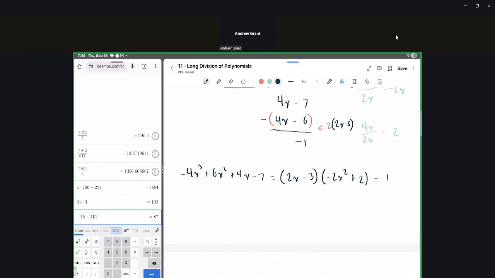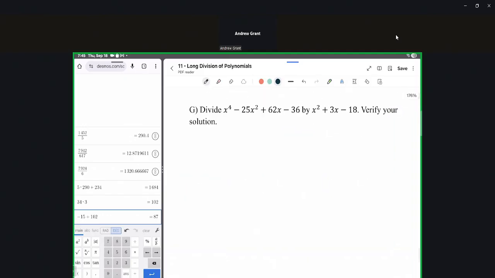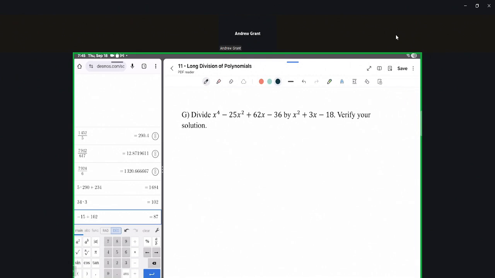Okay. So the question becomes, can we do anything else? Sure. Why stop with dividing by linear terms? Why don't we instead divide by a quadratic term? And so we're going to be taking x squared plus 3x minus 18, and we're going to divide that into x to the power of 4 minus 25x to the power of 2 plus 62x minus 36.